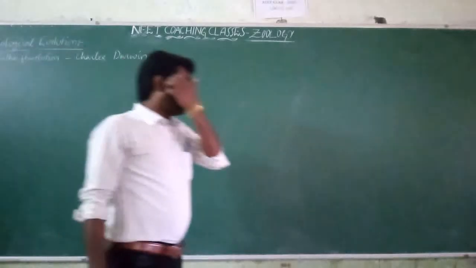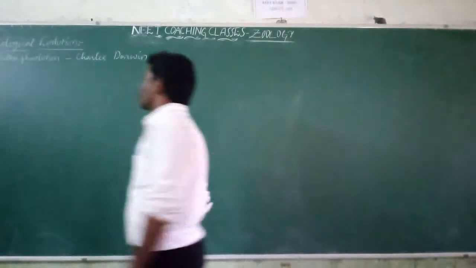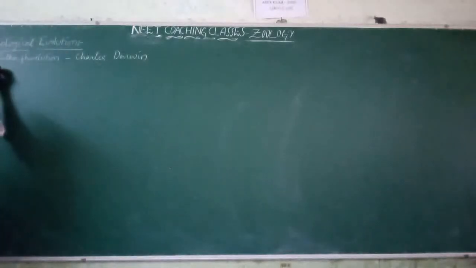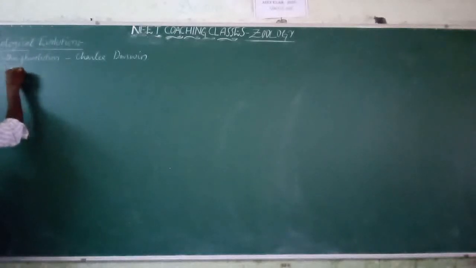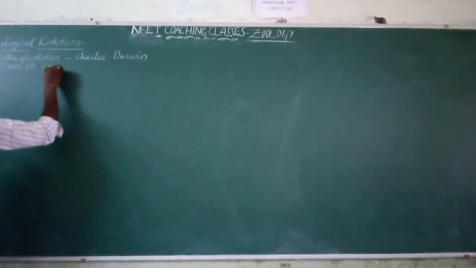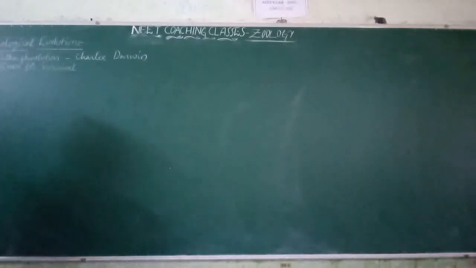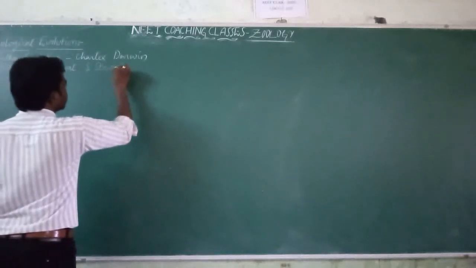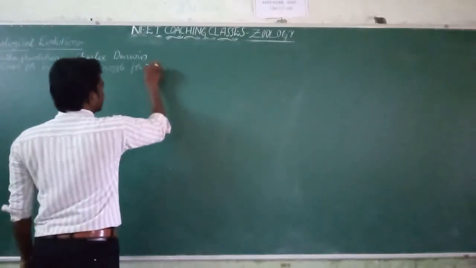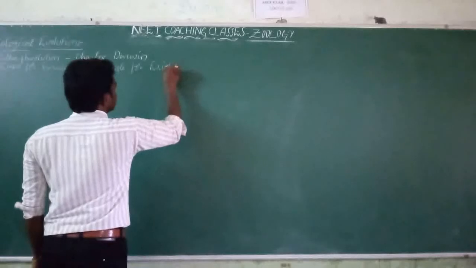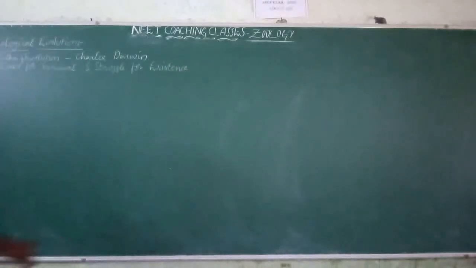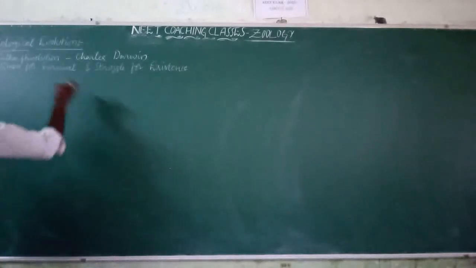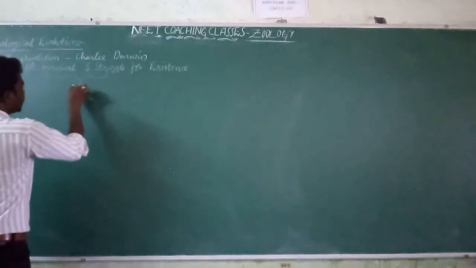Here, what statements did he give for the origin of new species? He gave two statements. One is fitness for survival and the other is struggle for existence. These are the two concepts given by Charles Darwin, and these two concepts combined together explain natural selection.